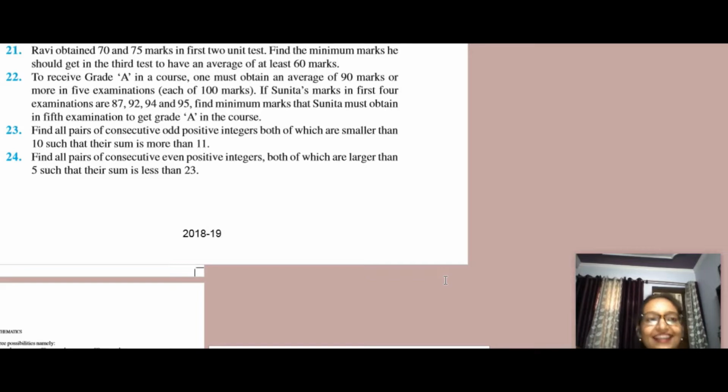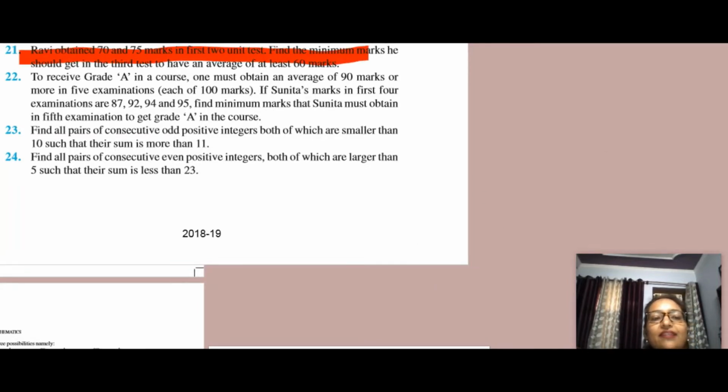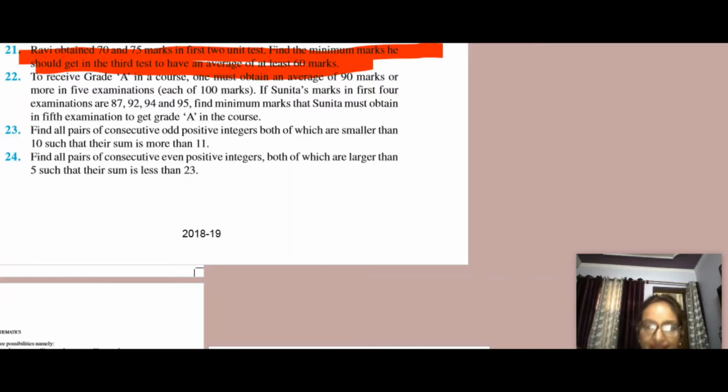Today we will be learning exercise 6.1 from question number 21 onwards. So let's begin. The first question, as you can see on the board, says Ravi obtained 75 marks in the first two tests. Find the minimum marks he should get in the third test to have an average of 60 marks, right?